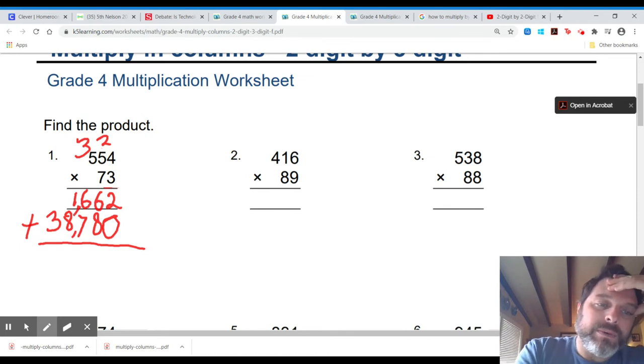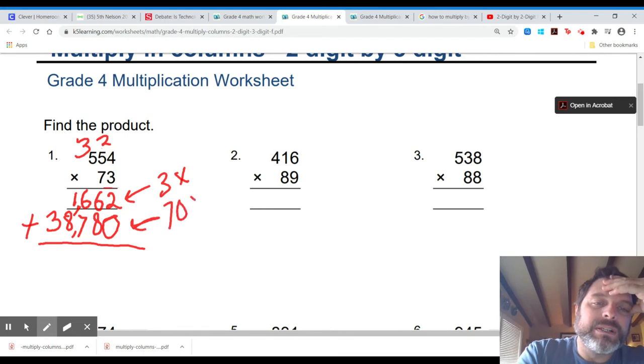1,662. Now, what I did was I did 3 times 554. That's this one, 3 times 554. And down here, I did 70 times 554. So those are the totals from 70. So it's like I'm splitting them apart, and I stack them so I can add them easily. So this is the method of stacking. And then when I add them up, I get my answers.